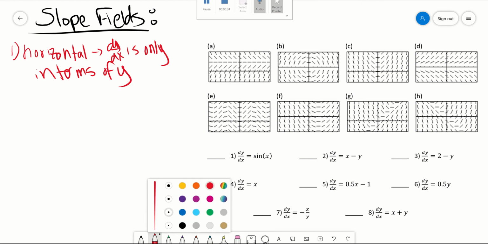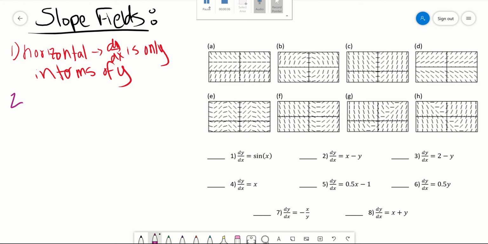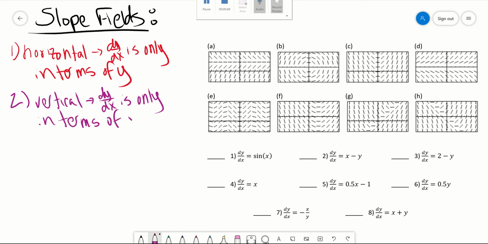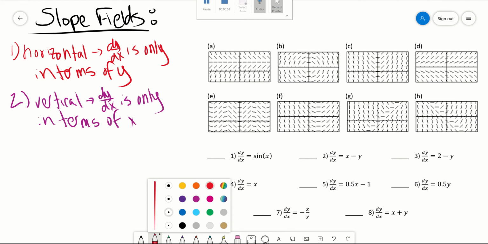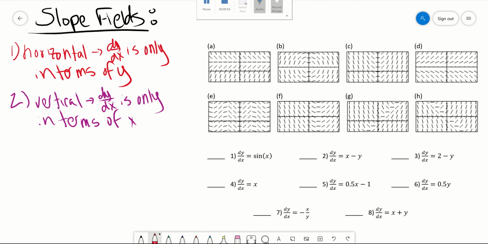Now, on the flip side of that, if everything is the same on a vertical line, that means dy dx is only in terms of x. So let's look over at some of these problems initially. When we're talking about them being the same on a horizontal line, that means if you draw a horizontal line, every slope on that horizontal line is the same.